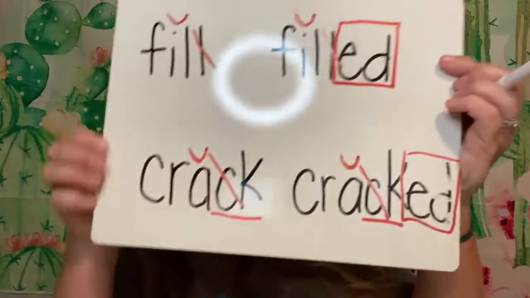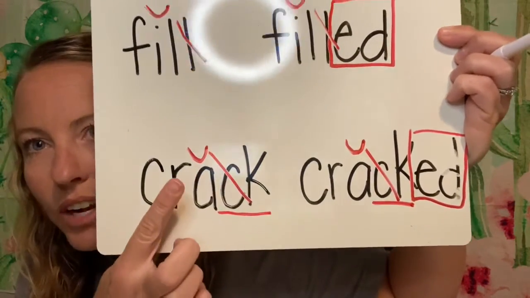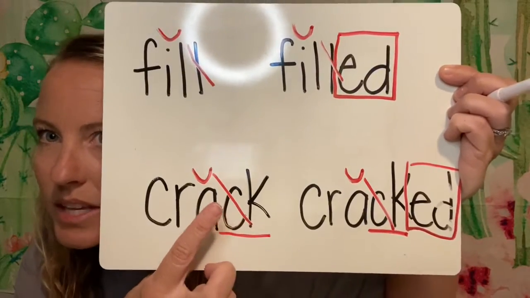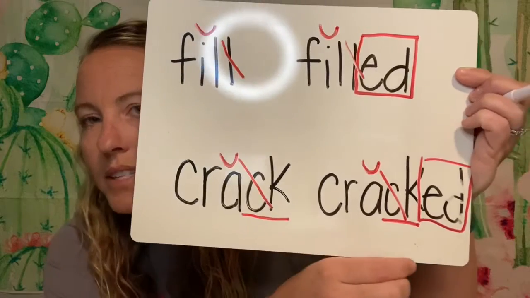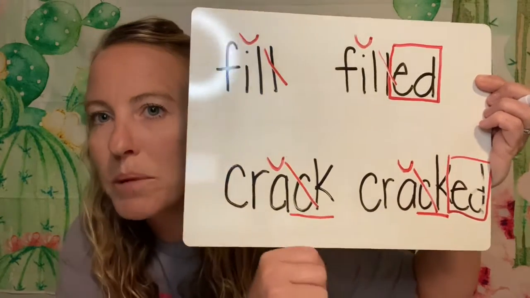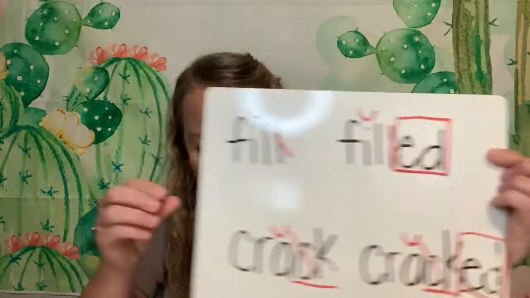Great job. So yours should just look exactly like that. The A should have a breve. CK should be underlined with the C crossed out. And same thing goes for cracked, except for the ED should be boxed. Great job, guys. You guys are amazing.